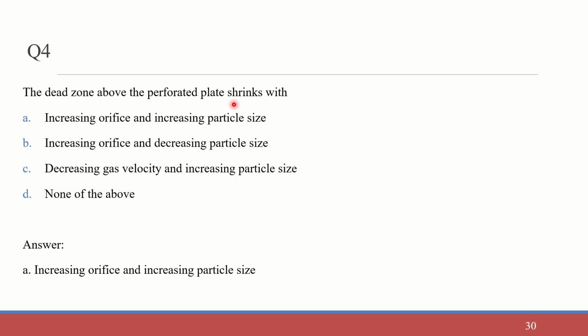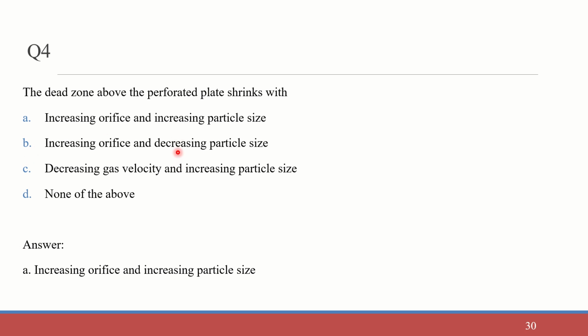Or else we can increase the gas velocity, which would allow the particles to move, and it would not cause the particles to stay in a specific zone for a longer period of time. Or else we can also decrease the spacing between the orifices. That is not given here, but it is another way to minimize the dead zones. So we can increase the orifice size or decrease the orifice spacing, and also increase the particle size or increase the gas velocity. The answer is option A.